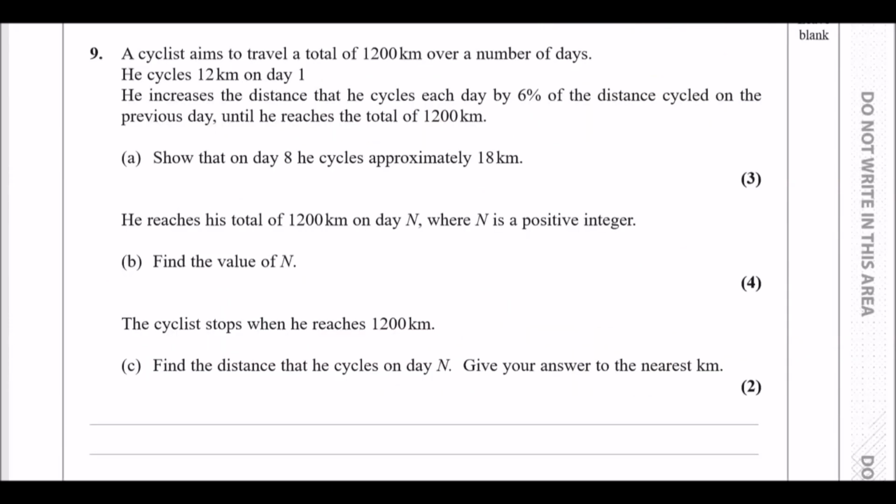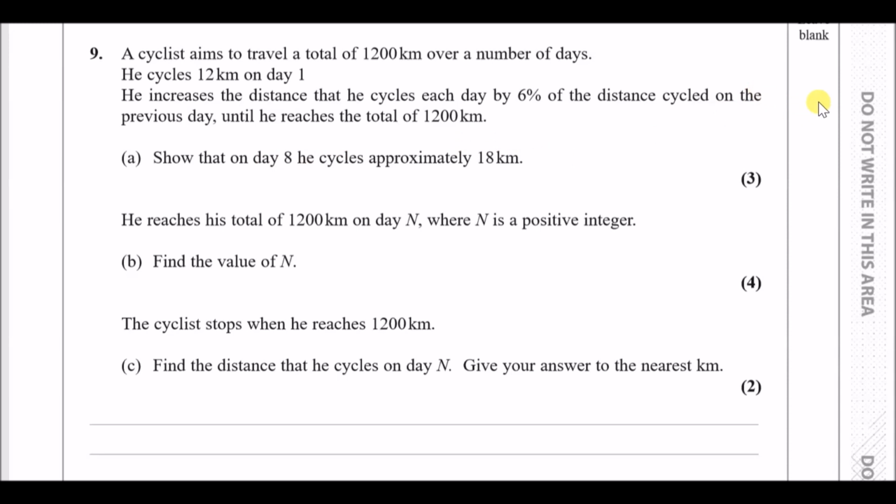Okay, number 9. A cyclist aims to travel a total of 1200 kilometers over a number of days. We know that he cycles 12 kilometers on the first day. He then increases the distance that he cycles each day by 6% of the distance cycled on the previous day, until he gets to 1200 kilometers.